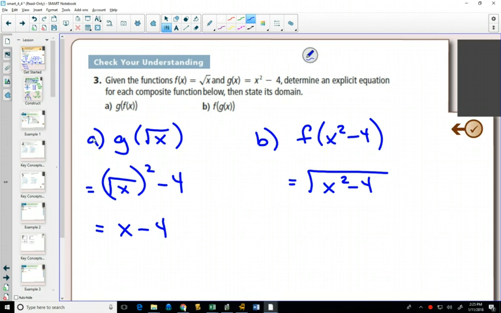And once you have your explicit equations, then it asks to also state the domain. Now if we look at the first one, the final equation that we get is x minus 4. What kind of graph is that? It's a line. So with a line, our domain is normally everything, right?